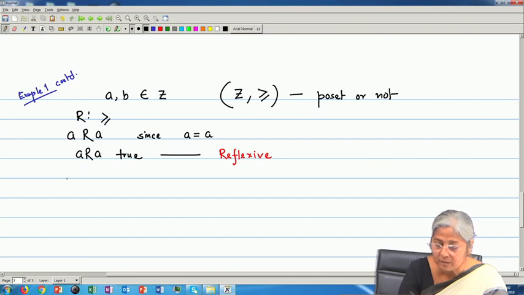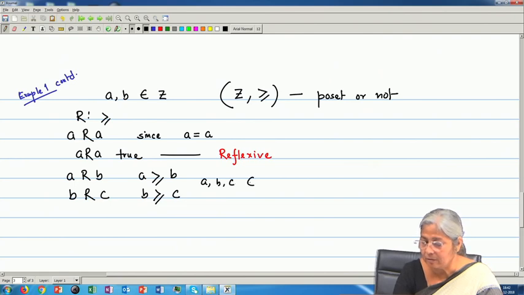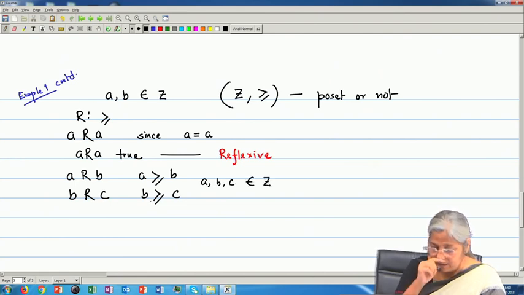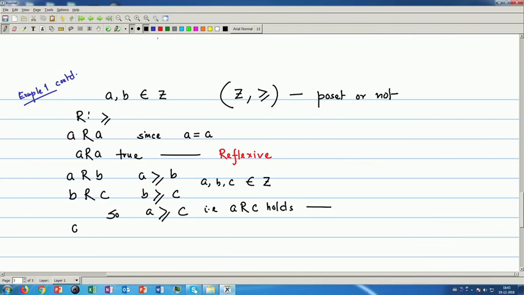Now, if I consider some relation A R B, that means A greater than or equal to B, and B R C, that means B greater than or equal to C, where A B C all belong to Z, then since it is a set of integers, I can write that A is greater than or equal to C, that means A R C holds. So, it is transitive.